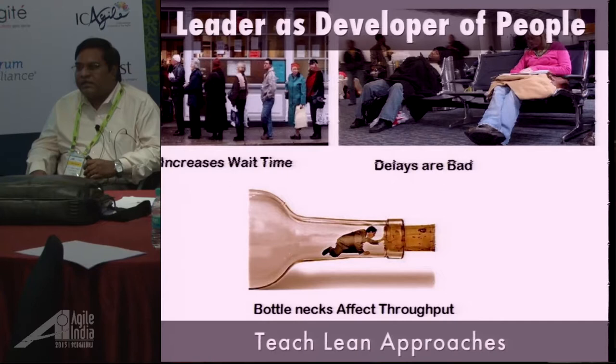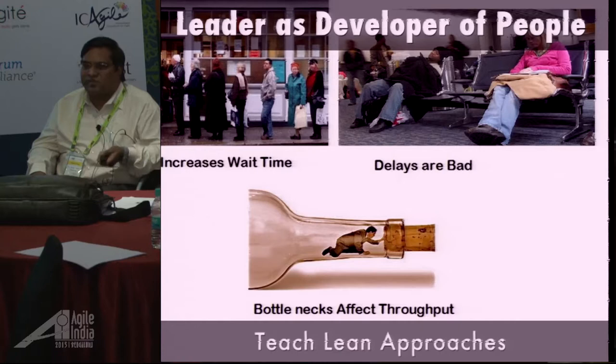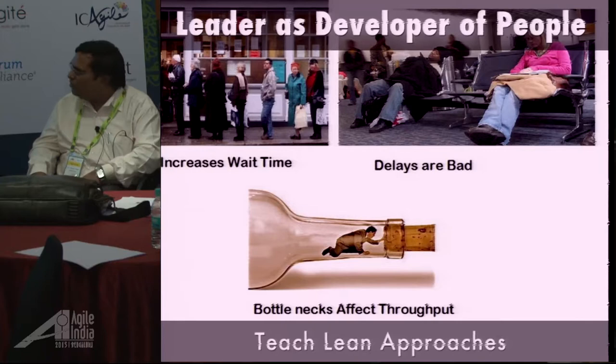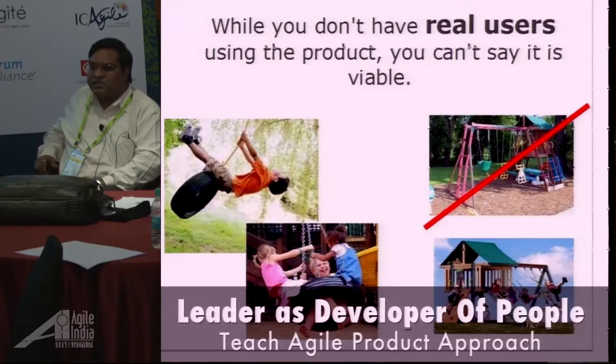One of the techniques could be value stream mapping. If the teams are taught how to do the value stream analysis, that would be effective. And also the agile product development. Many teams are not clear about what agile product development requires.